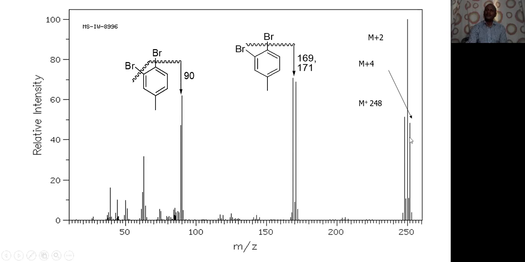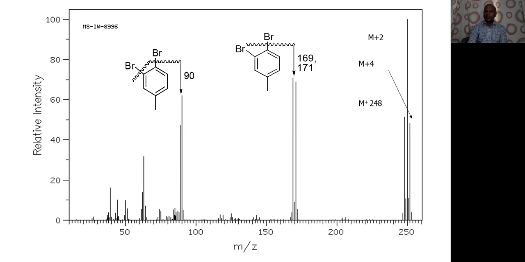The M plus 4 peak is because of the presence of bromine 81 and 81. The first peak, the M plus peak, is the presence of bromine 79 and 79, and the second peak, the M plus 2 peak, is the presence of bromine 79 and 81. Then the next is bromine 81 and 81. As we already discussed, bromine is available in a 1:3:1 ratio because of this isotopic availability.